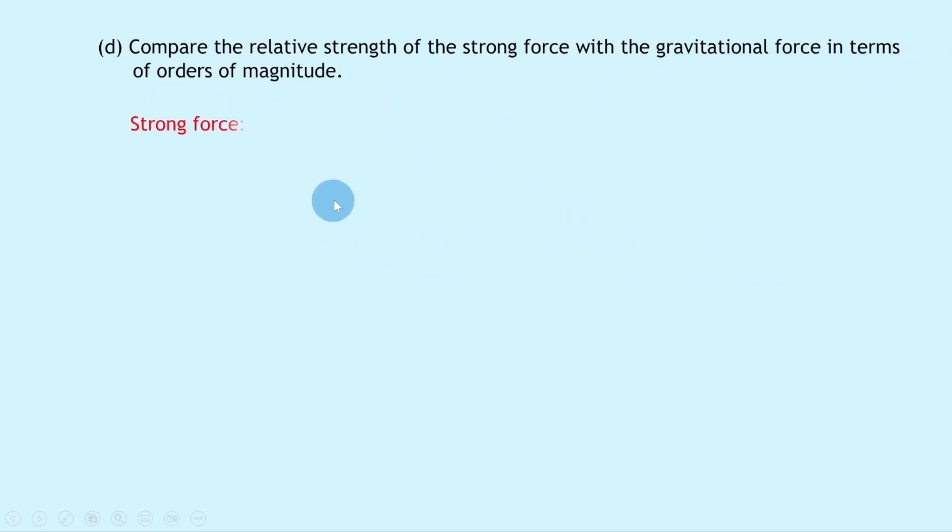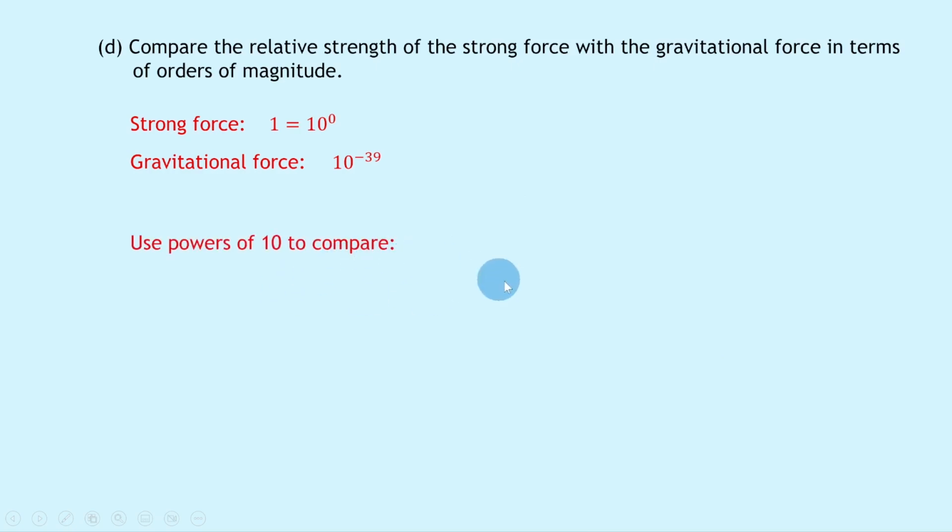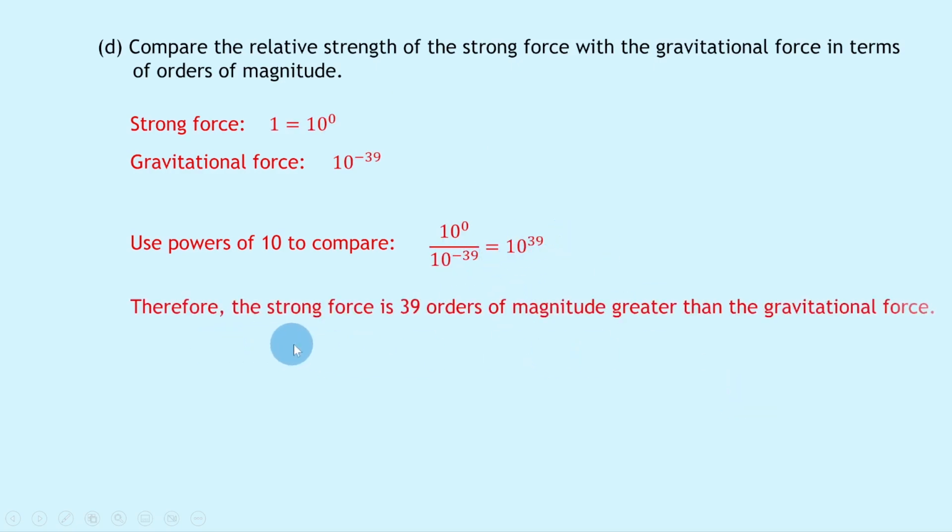Well, for the strong force, remember we can say its relative strength is 1, which is the same as writing 10 to the power of 0, and the relative strength of the gravitational force compared to the strong nuclear force is about 10 to the power of minus 39. So what we need to do here, remember, is to use powers of 10 to compare them. So we take the larger number, which is this number 1 or 10 to the power of 0, and divide it by the smaller number. So we have 10 to the power of 0 divided by 10 to the power of minus 39 is equal to 10 to the power of 39. And therefore we can say the strong nuclear force is 39 orders of magnitude greater than the gravitational force.